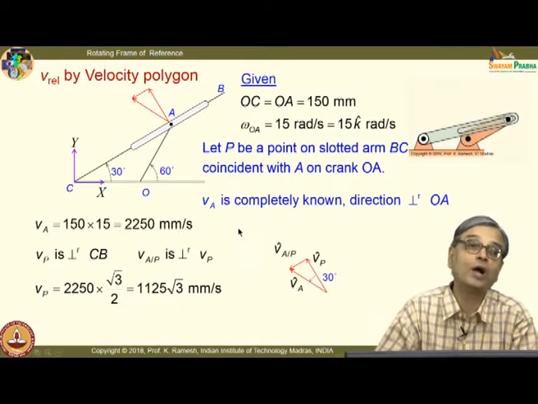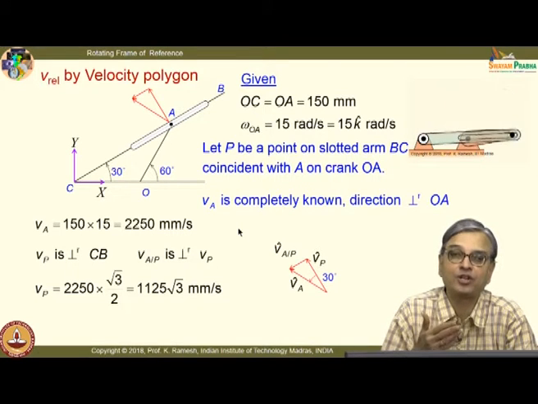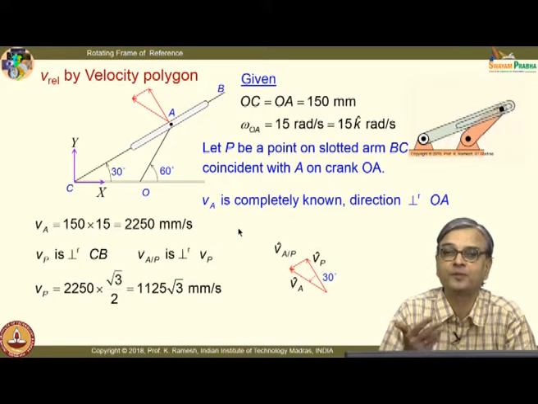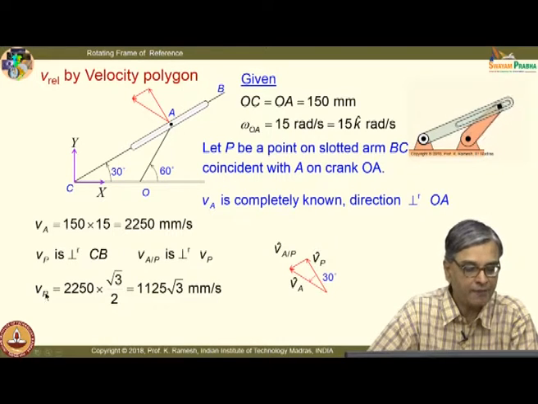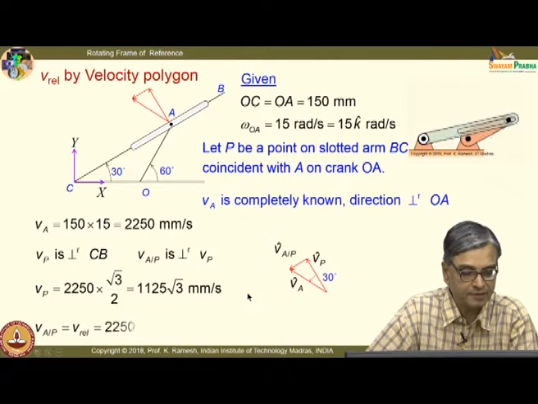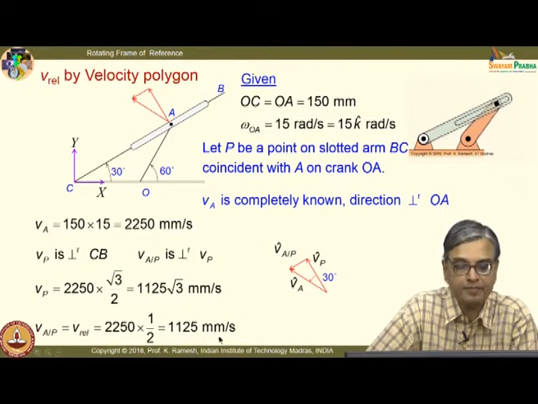So, you have to visualize this, you have to cultivate the habit of visualizing the problem. Do not memorize the solution procedure for a problem, because it differs from problem to problem. You must physically argue what is happening, how I am in a position to take it. And I have VP given as 1125 root 3 millimeters per second, and velocity of A with respect to P simply turns out to be 1125 millimeters per second.